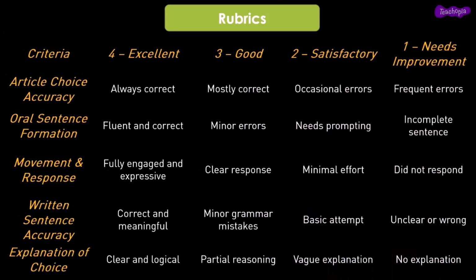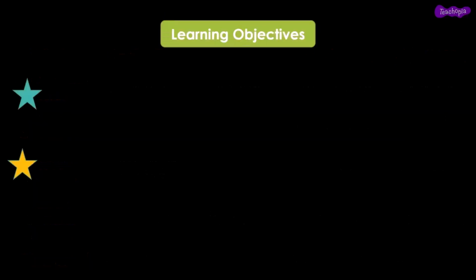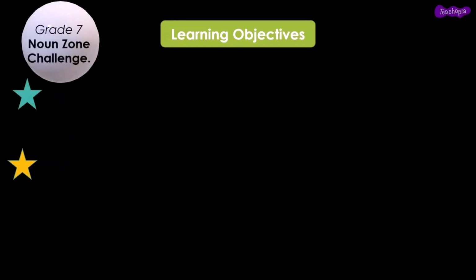Here we have the rubrics that help us assess student performance in this module. The criteria used for this are article choice accuracy, oral sentence formation, movement and response, written sentence accuracy, and explanation of choice. Now we move on to the grade 7 activity, Noun Zone Challenge.